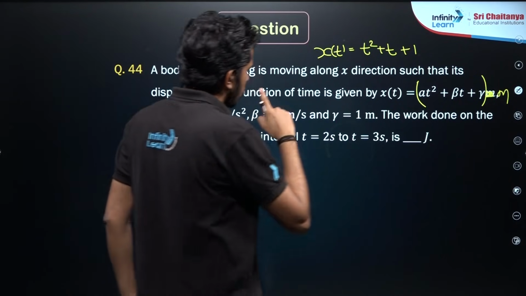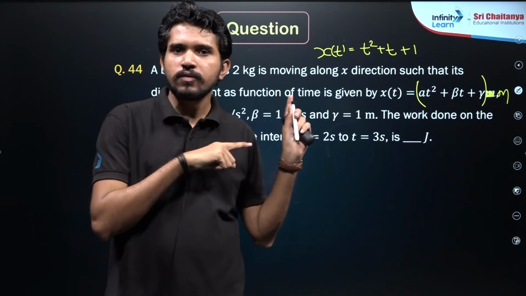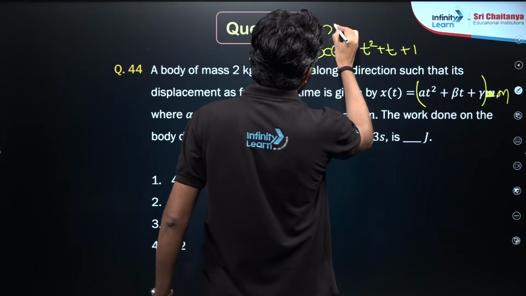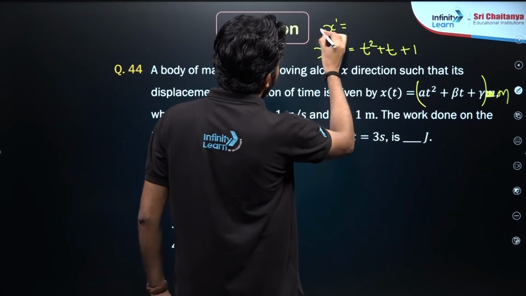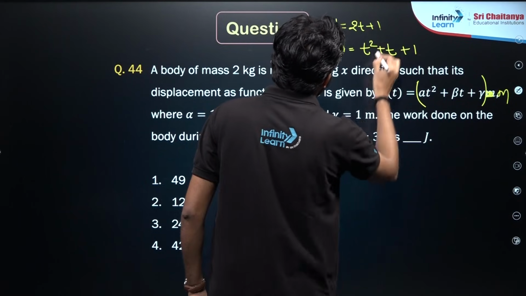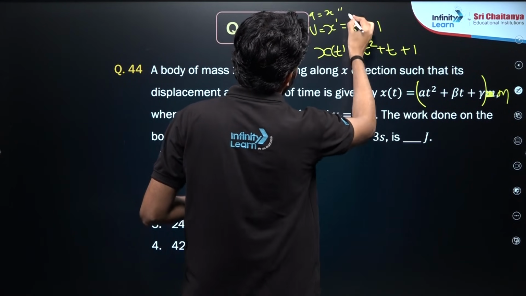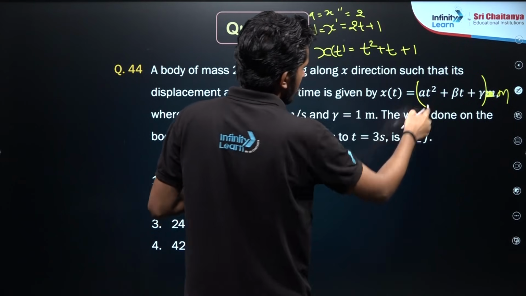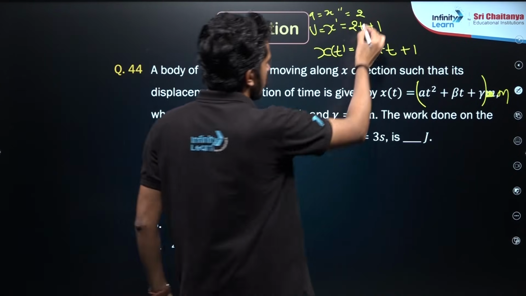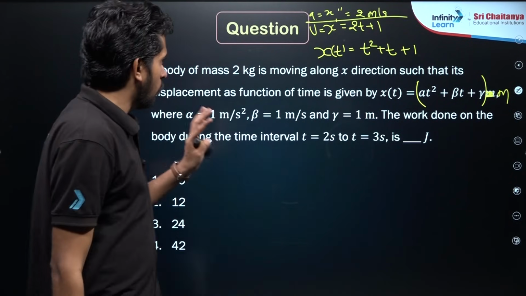So could you tell me the acceleration? Double differentiation of this function would give me the acceleration. First differentiation, that is h dash or velocity, would be 2t plus 1, and double differentiation, h double dash or acceleration, would be 2. All the values are in meters and seconds, so this would also be in SI units, 2 meter per second square.